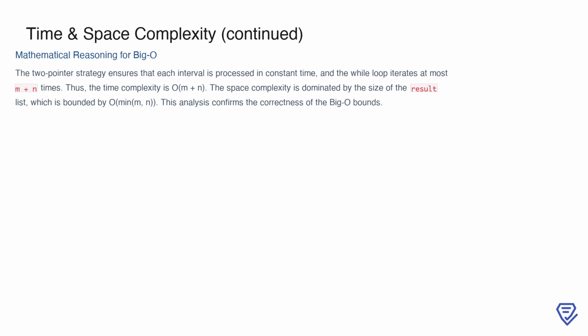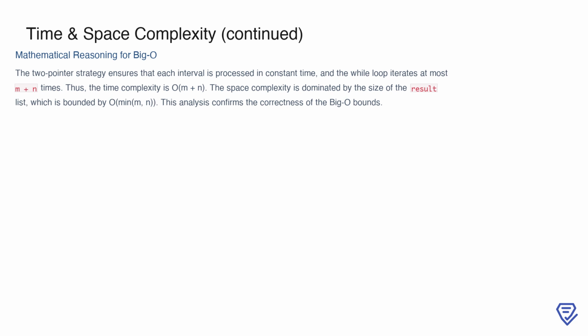Finally, let's solidify the reasoning behind these big O bounds. The two-pointer strategy ensures that each interval is processed in constant time, as each pointer increment in comparison is an O(1) operation. Since the while loop iterates at most m plus n times, the overall time complexity remains O(m + n).